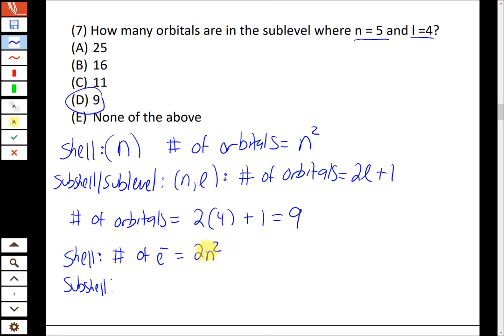Double that to figure out how many electrons could go into those orbitals. And then for a subshell, the number of electrons is just 2 times 2L plus 1. 2L plus 1 is the number of orbitals. Double that is the number of electrons that can go into those orbitals. So those are going to be related here, though we're just looking for a number of orbitals. So we wouldn't want to double the number, we would just want to stick with 2L plus 1. All right, questions on that?